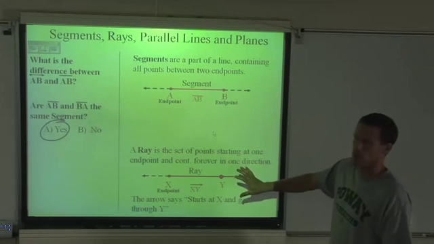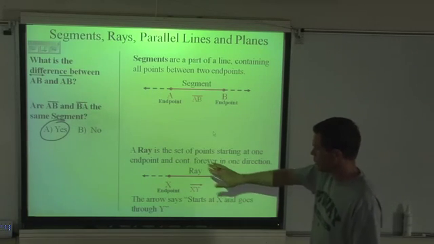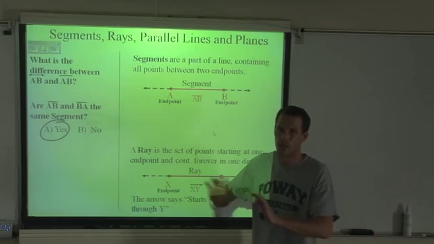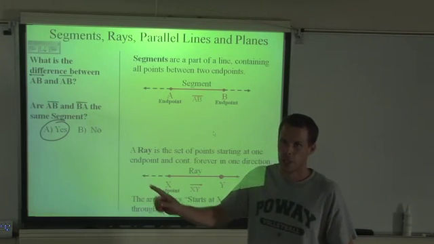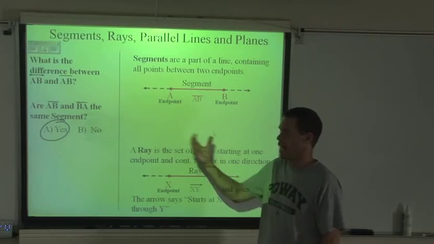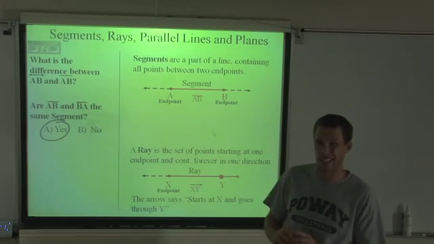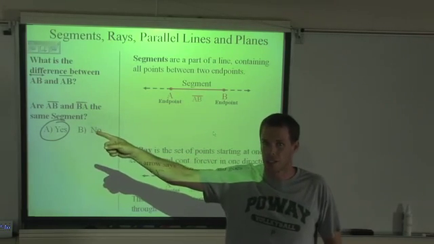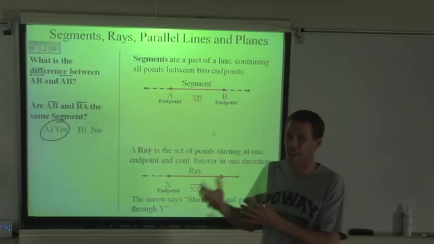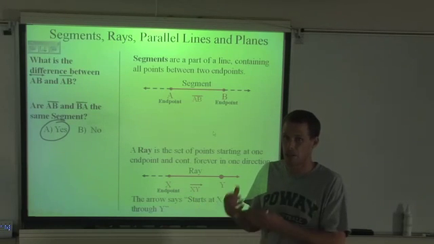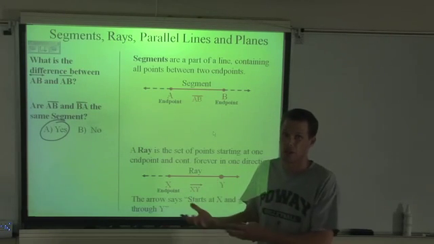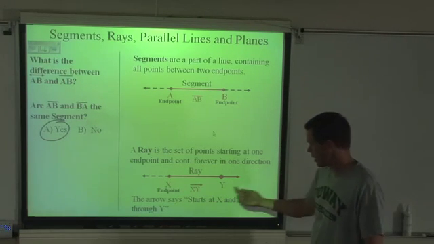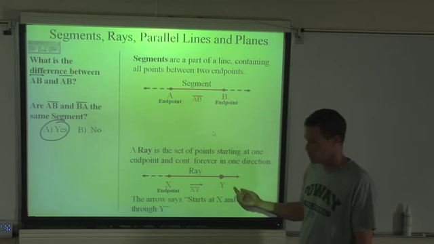Okay, let's describe something a little different now. A ray. A ray is a set of points starting at one endpoint and continuing forever in one direction. So this is kind of the middle ground between a line and a segment. It's not a line because it doesn't continue in two opposite directions. It goes only in one direction. But it's also not finite like a segment. It cannot be measured. It goes on forever. It has no middle.